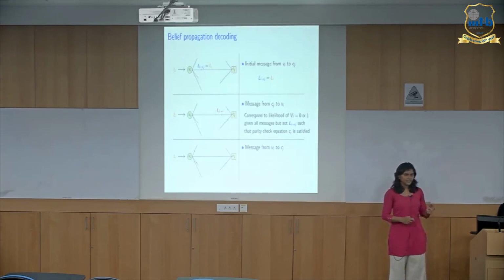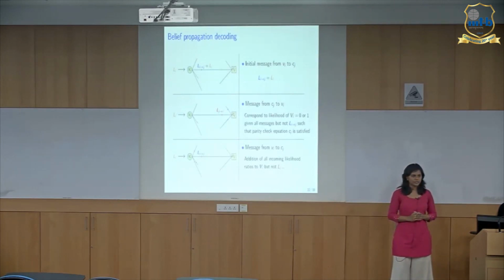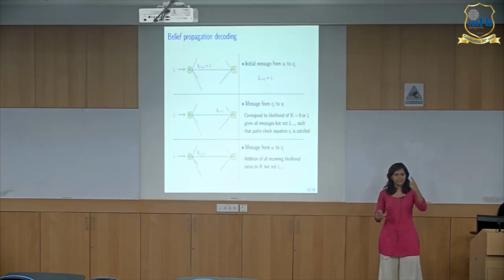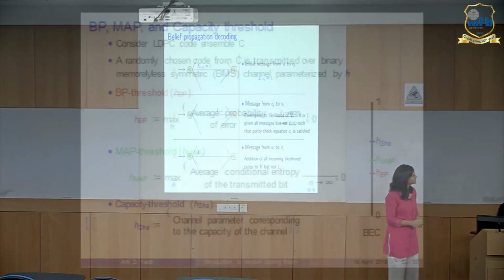Similarly, what does the variable node do? It takes the addition of all the incoming messages and sends it back to the check node Cj. So one iteration of BP decoding consists of a message transmitted from variable node to check node and check node to variable node. And we can have many such iterations. Ideally, we can have infinite iterations. But in practice, we restrict it to a few hundred iterations to have a practical decoding algorithm.